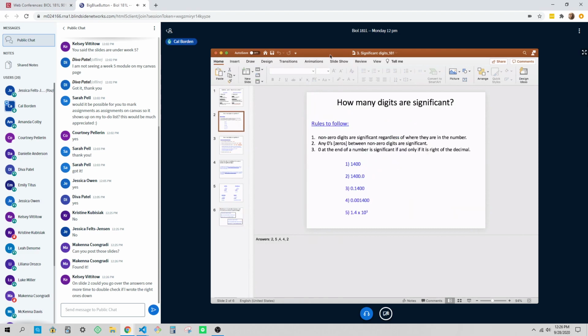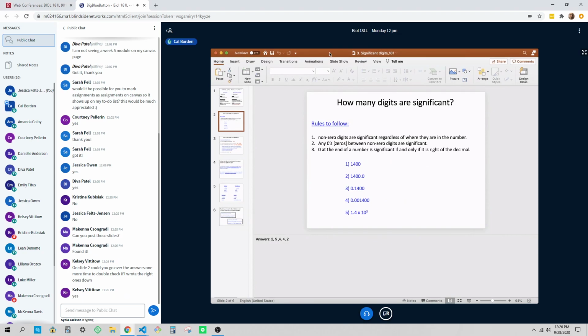Slide 2. This is the slide, Kelsey? This is my slide 2. All right. So 1400, I would say there are 2, the 1 and the 4. These 2 zeros do not count. 14.0, I'd say that's 3. The decimal place counts, and the 1-4 counts.